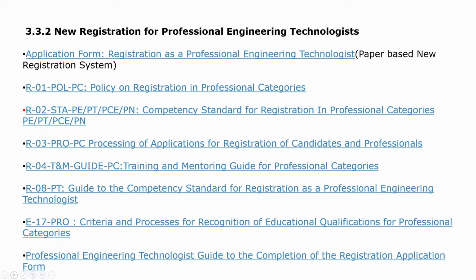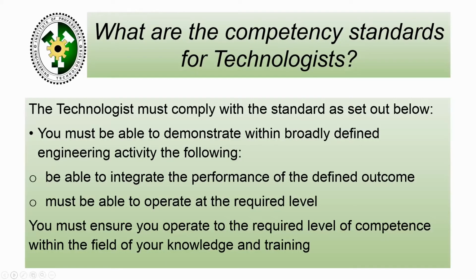Then R02 PT is a new one they brought back. It's a guide to competency standards for registration. You can read this in conjunction with R02. Now, R17 PRO is for foreign qualifications, where ECSA will evaluate it and tell you in which category you fall. Then the last one is the Professional Engineering Technologist Guide to the completion of the registration application form. So when you're filling in your application form, take that one and use it as a guide. It's very well written.